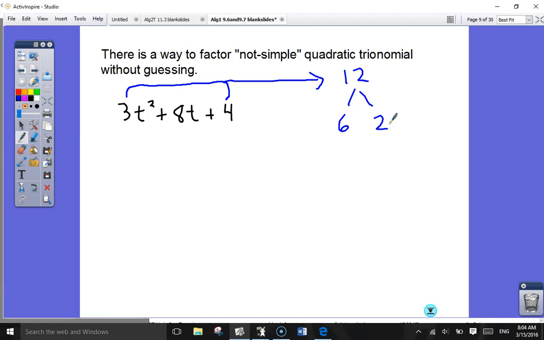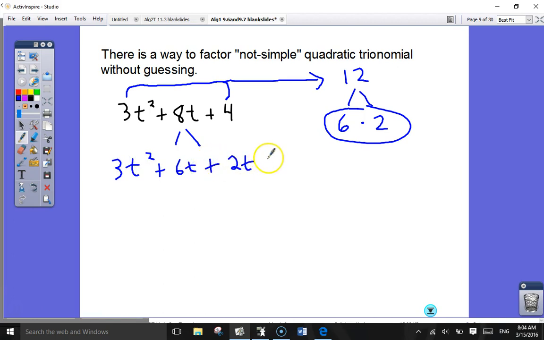Okay, this is not like saying, okay, it's x minus 6 times x minus 2, or x plus 6 times x plus 2. That is not correct, right? With these two numbers, that multiply to give us 12 and add to give us 8, we use them to split up the middle term. So it looks like this. 3t squared plus 6t plus 2t plus 4.